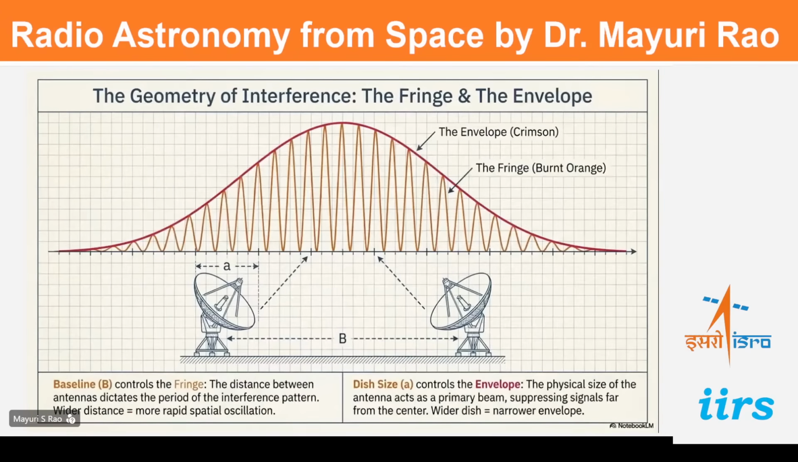With that being said, let's see what happens. This quantity, the pink curve that you see on top, is the envelope that is set by the primary beam of your antenna.